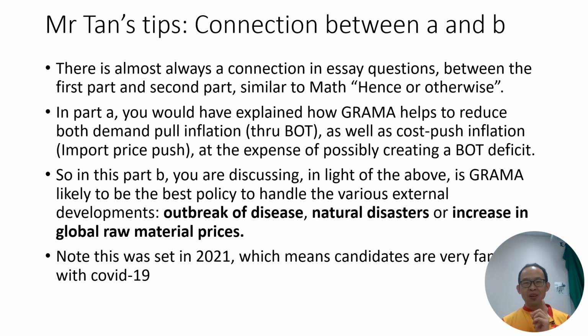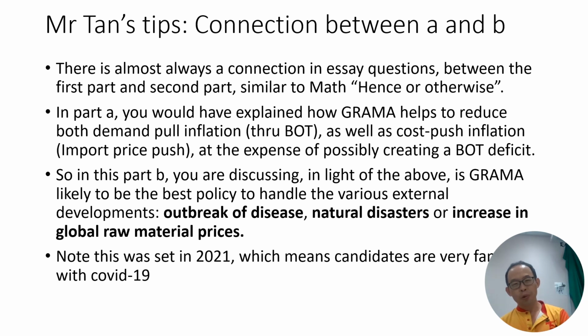So the point is this: for econs, in part A, you would have explained how GRAMA has helped to reduce both demand pull inflation through the balance of trade as well as cost push inflation by reducing import price push, but at the expense of possibly creating a balance of trade deficit. So all these you have done in part A. So in this part B, you are discussing in light of the above, what you've done in part A. Is GRAMA likely to be the best policy to handle the various external developments such as outbreak of diseases, natural disaster, and increase in global raw material prices?